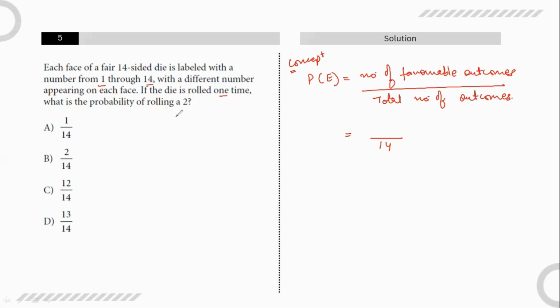What are the favorable outcomes? The question is, what is the probability of rolling a 2? Now, how many 2s are there? There is only one 2, right? Out of 1, 2, 3, 4 till 14, how many 2s are there? Only one favorable. So 1 over 14 is the correct one, that is option A.